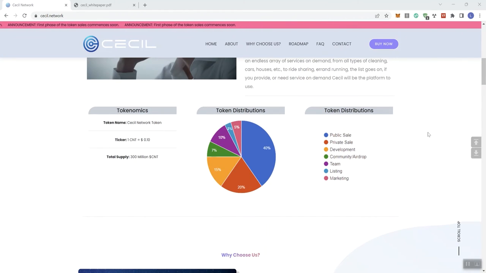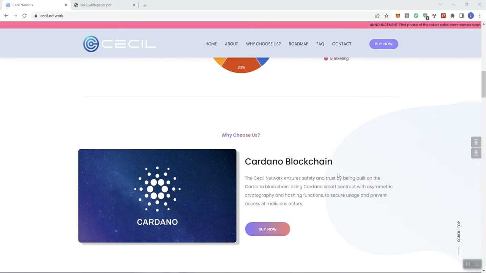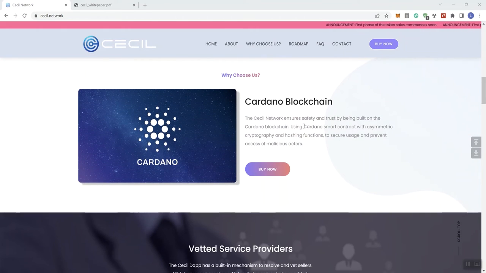In regards to tokenomics, the ticker is CNT, and the total supply is going to be 300 million. Then we see their token distribution information here, and you just match up the color to the section. Again, like I mentioned before, it's Cardano.